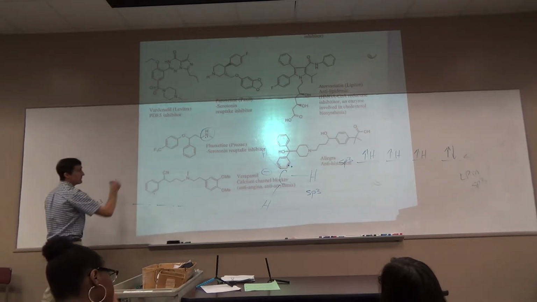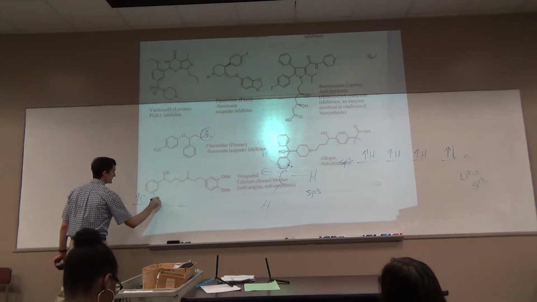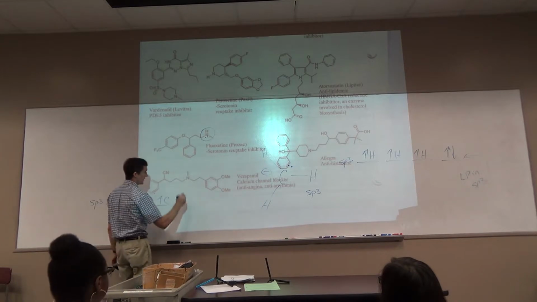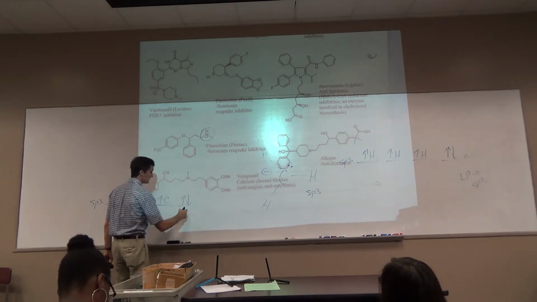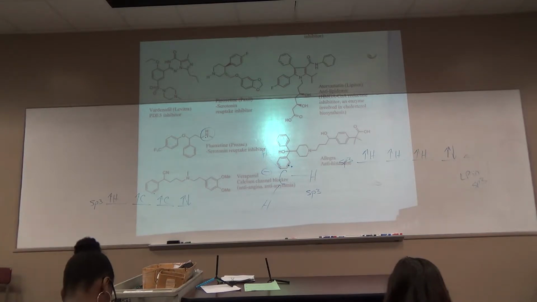sp3. What type of bonds do you see the nitrogen making? Sigma bond to H, sigma bond to carbon, and the lone pair, correct? Lone pair in an sp3 orbital. Those electrons are spread out in a tetrahedral manner around the nitrogen.